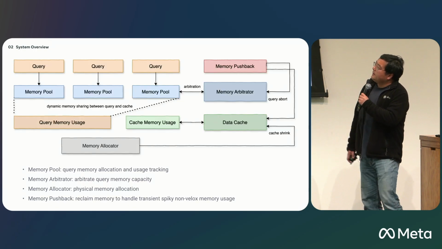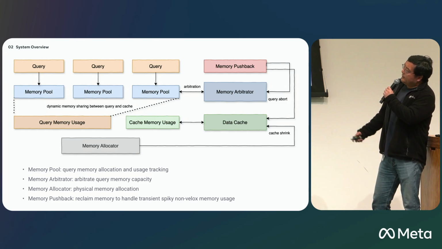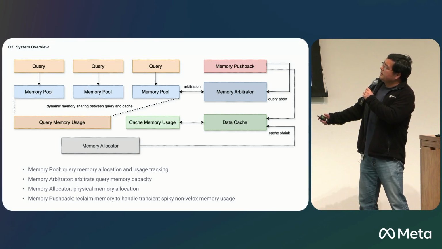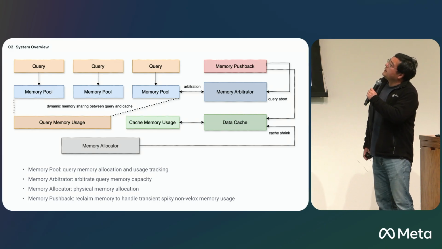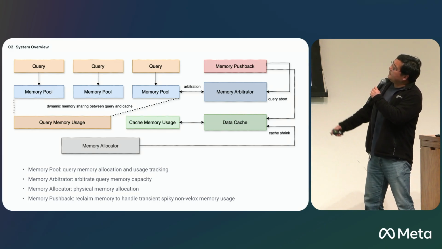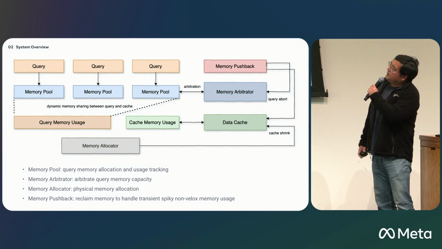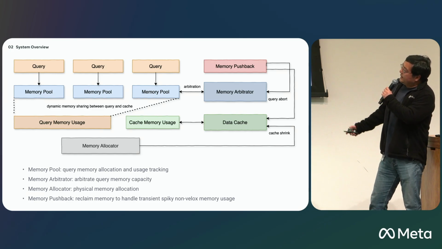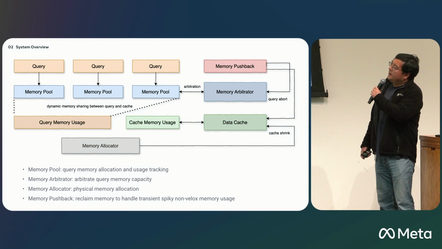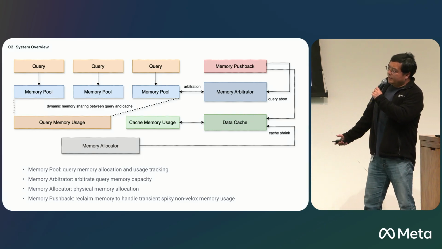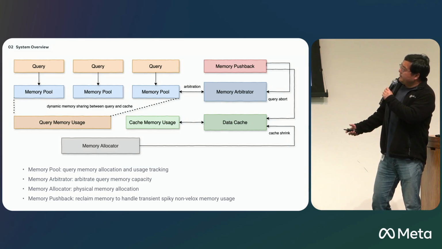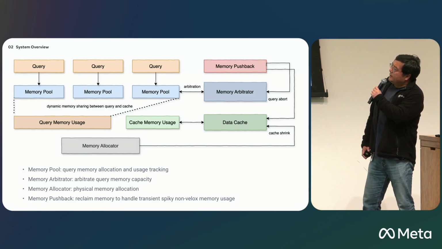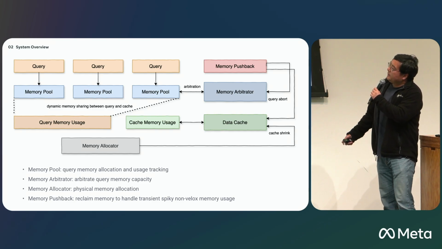Next, before we deep dive into the actual improvements, let's first take a brief look at how the Velox memory system works internally. It is made up of five major components. The first component is the memory pool, which provides query memory allocation. Internally, it delegates allocation to the memory allocator and tracks the query's memory usage. The memory pool can dynamically grow its capacity by requesting more capacity from the memory arbitrator through a process we call memory arbitration.